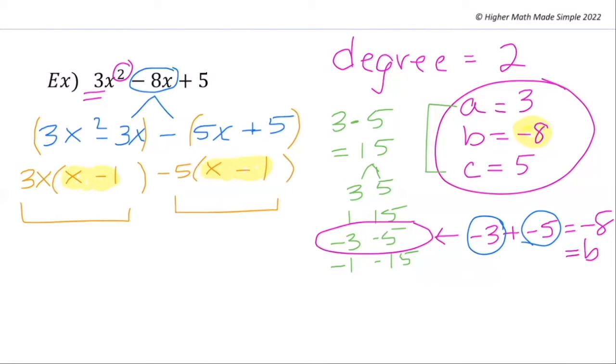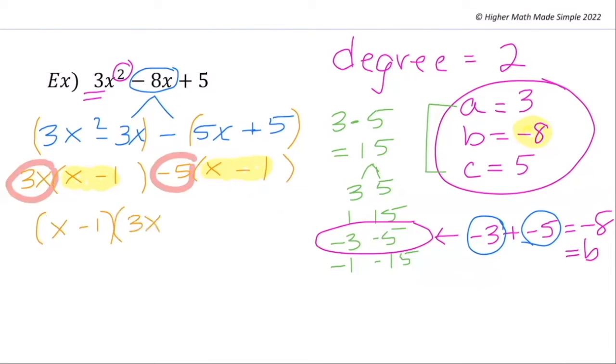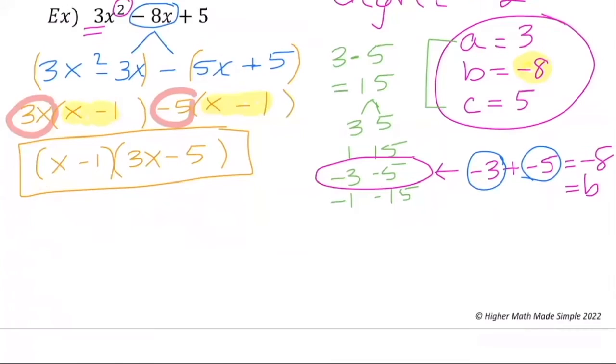So what is the GCF of both of these terms? Well, they both have x minus 1 in common. So if I take out an x minus 1, what is left? A 3x minus 5. So we have successfully factored using the a is not equal to 1 method. And again, it does involve factoring by grouping.